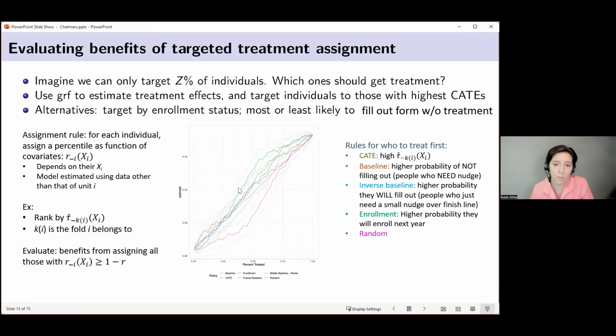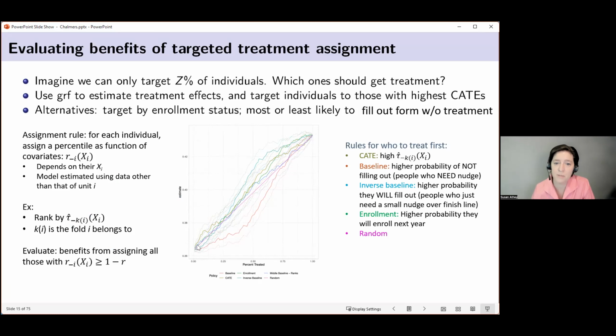So we then compare the performance of multiple different targeting algorithms. In this picture, on the x-axis, we have the percent treated going from 0 to 1. And the red line shows how average outcomes change as you increase the percent treated. And if you're doing random assignment, which is the pink line, then as you treat more people, you just give the average treatment effect to more and more people. So on the far right is the average outcome if everyone is treated. On the far left is the average outcome if no one is treated.